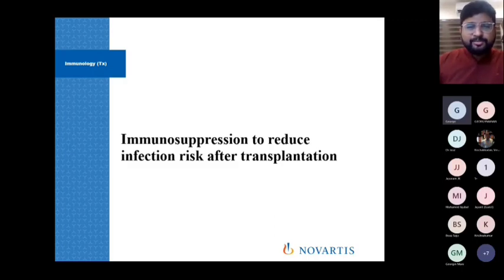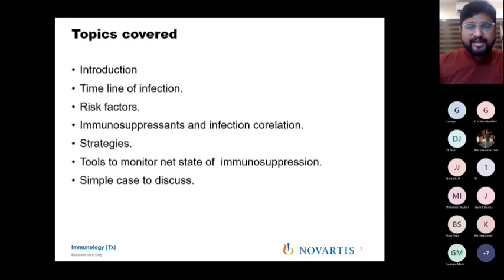So the topic today is immunosuppression to reduce infection risk after transplantation. It's a very tight topic where we are trying to discuss certain drugs and their effect, how to combine them, and to get to a solution where you can, as sir said, balance both rejection and infection. So I'll just introduce the topic.